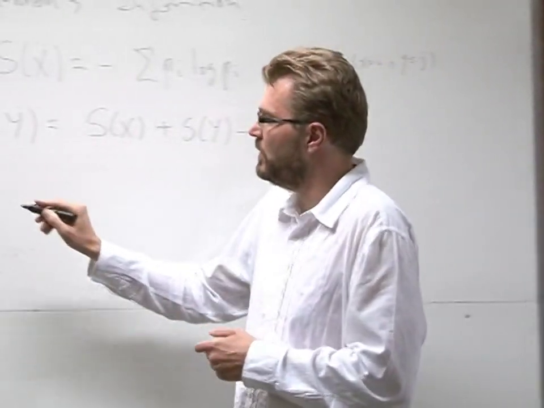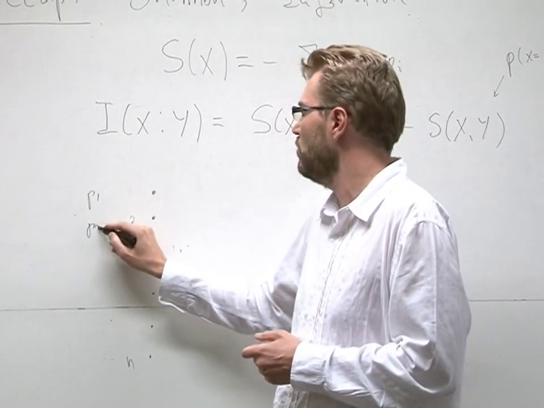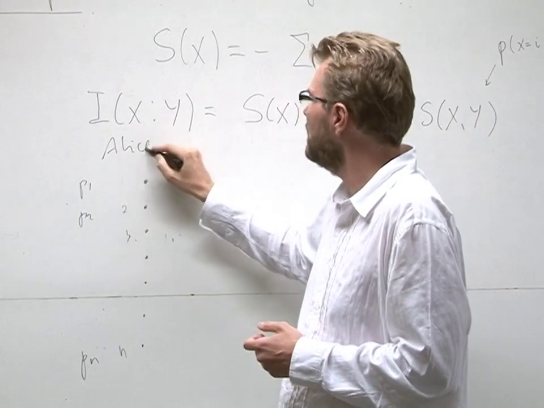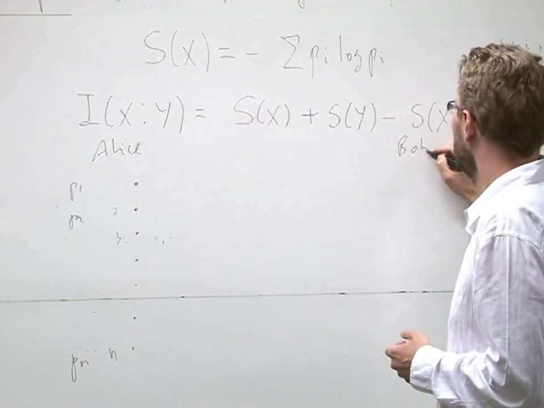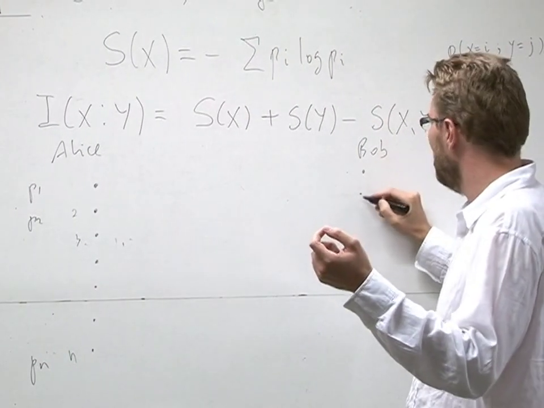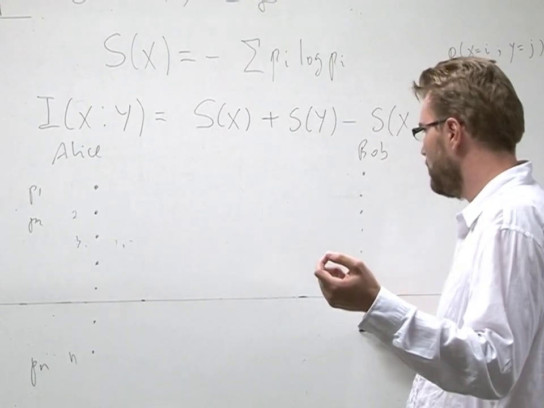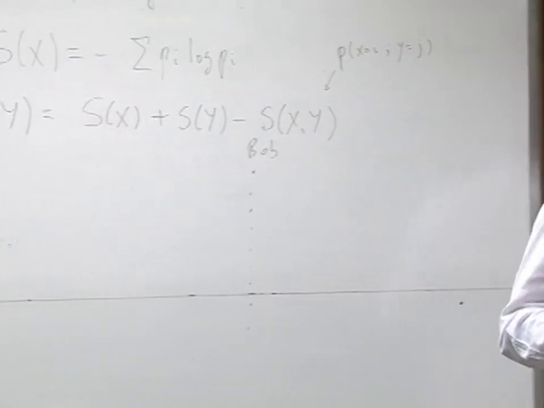And now you've got some probabilities associated with this, which is like p1, p2, and so on, pn. This is Alice's side. And then there is Bob's side. And again, let's assume that there is no loss of bits along the channel.